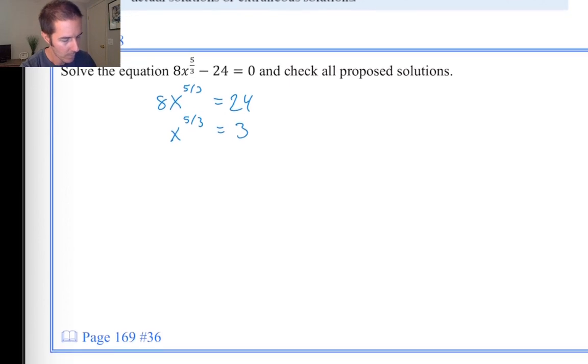And I'll put a little note about that. So here we are raising both sides to the 3/5 power. 3/5 is the reciprocal of the original exponent 5/3. That's how I chose 3/5. So our answer is x equals 3 to the 3/5 power. Do I need to be including a plus or minus sign in front of it? Let's double check.